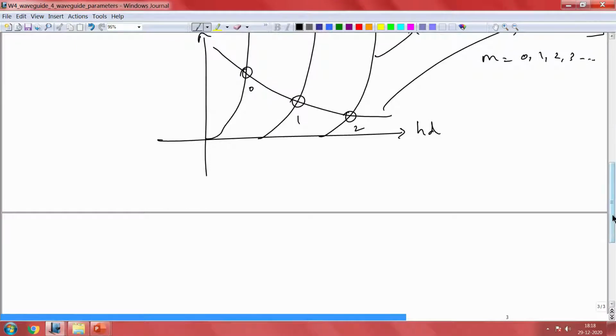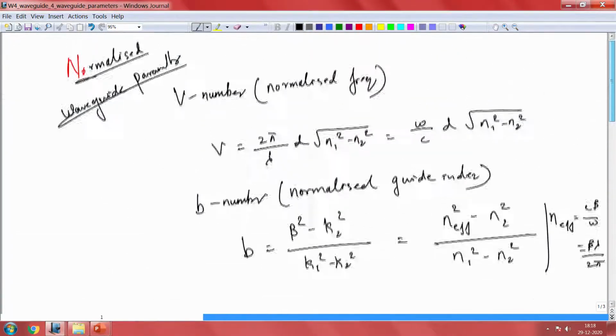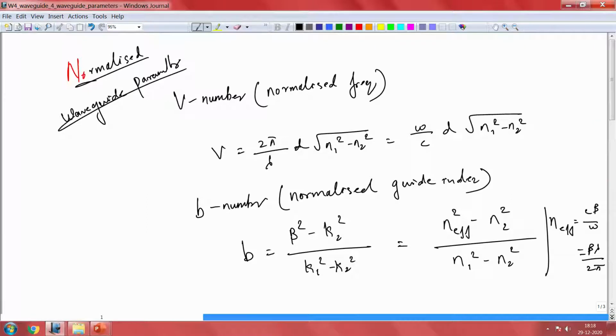Let me go back here. If the V number is very small, in this case nearly 0, that means for that particular mode, your effective index is very close to N2. The effective index of the mode is very close to N2, and that could lead to leakage. The wave penetrates deep into the cladding, and it becomes leaky, when the V number is very small.